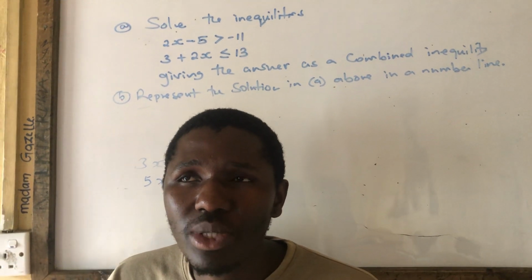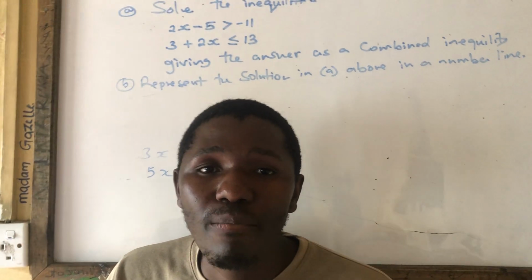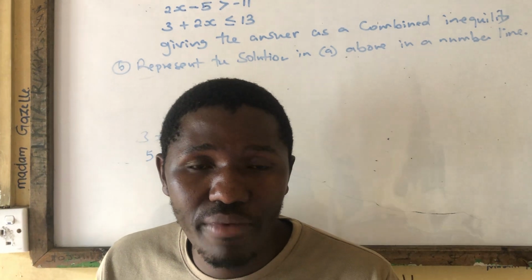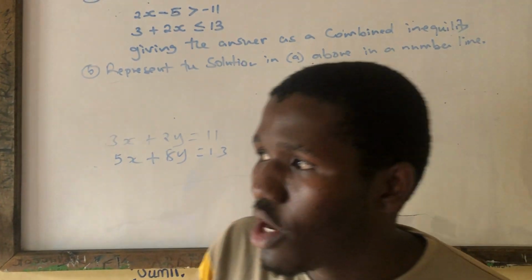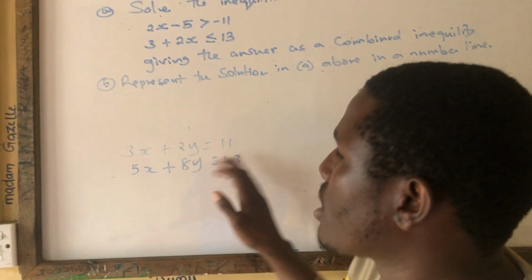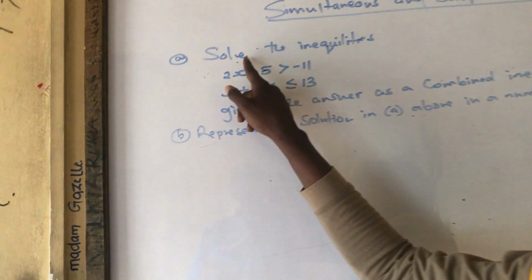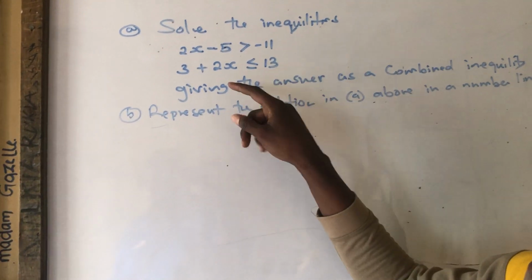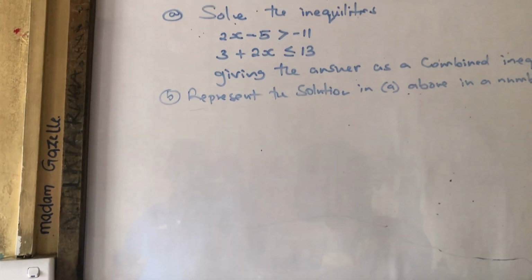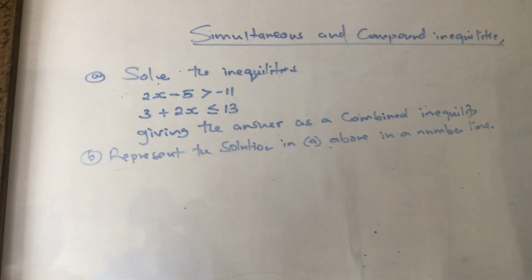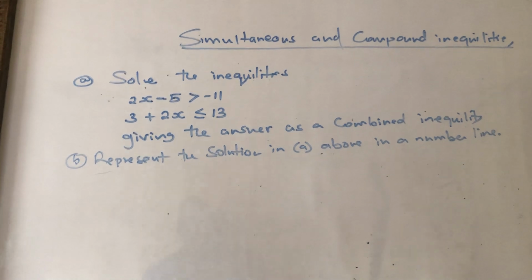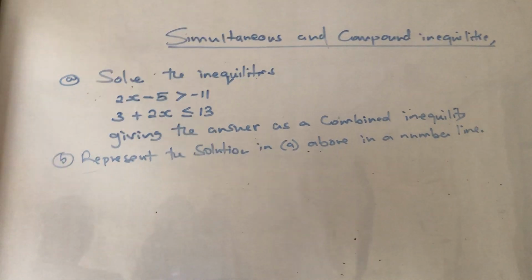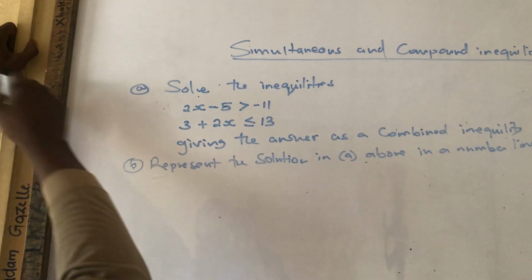Even the word pair is not that accurate because sometimes there may be three equations given. Let's talk about that one later. Let's focus on this one here. Solve the inequalities, giving the answer as a combined inequality. How do we solve these two inequalities? Take note.